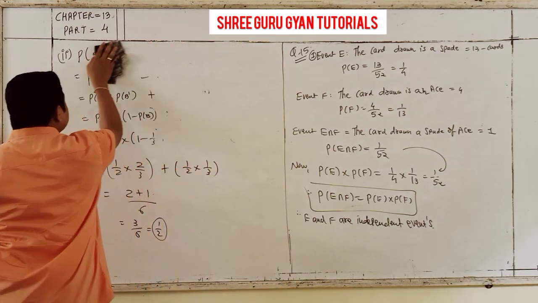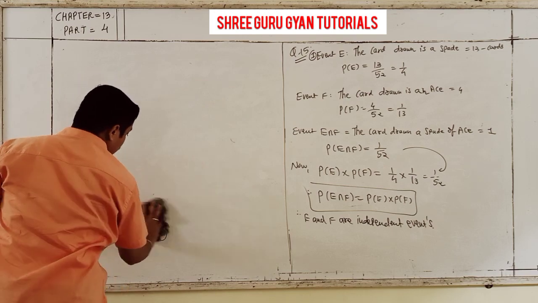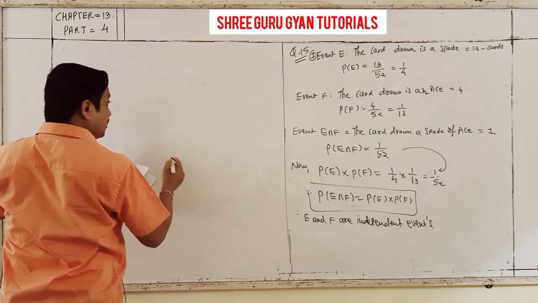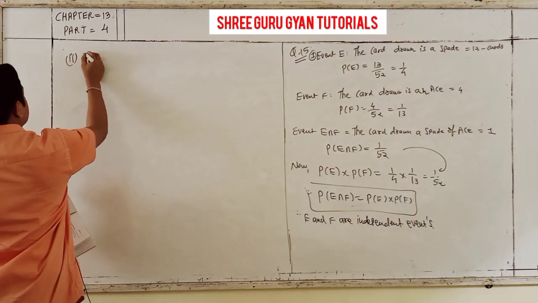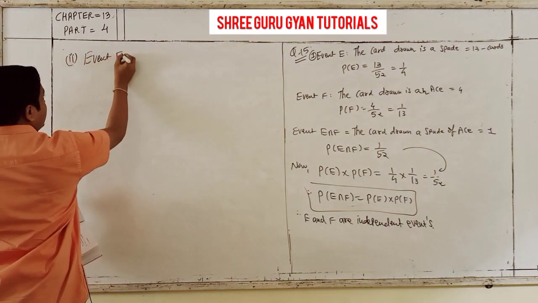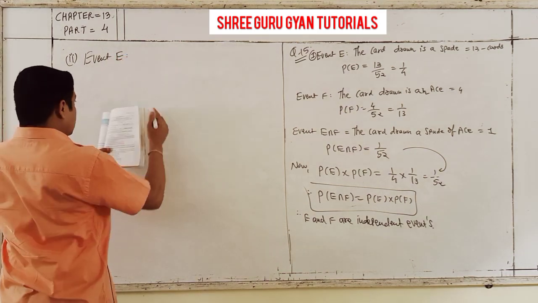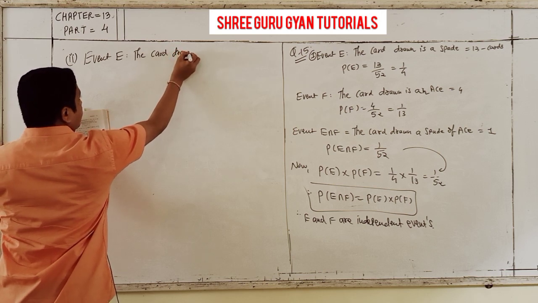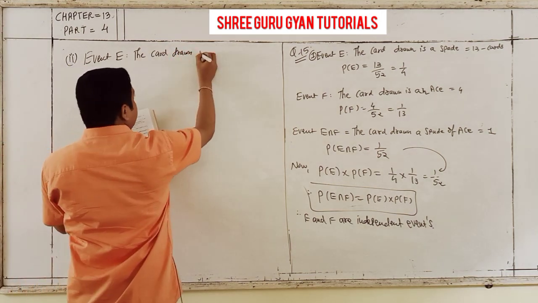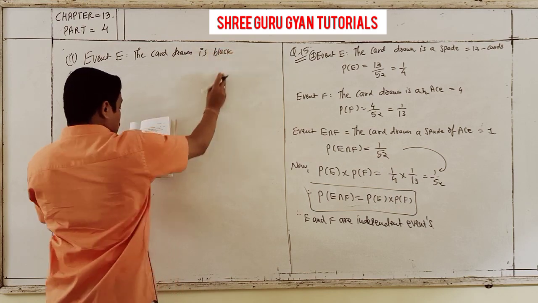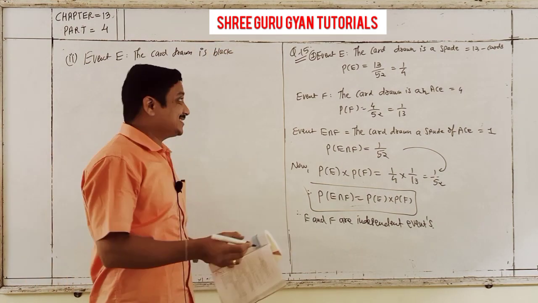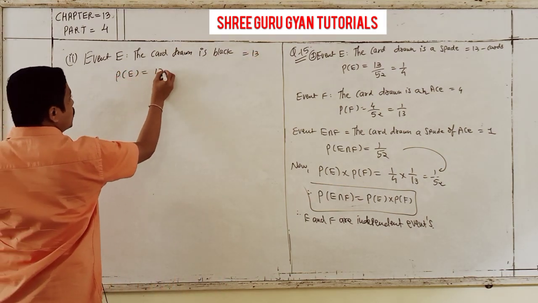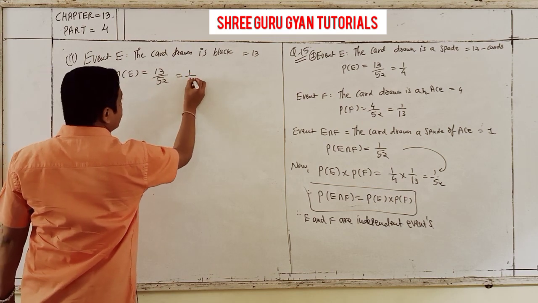Now the second question. Similarly, students, we are going ahead. The second question. Event E: the card drawn is black. Only black is asked. It is only 26 cards. Probability of E will be 26/52, 1/2.